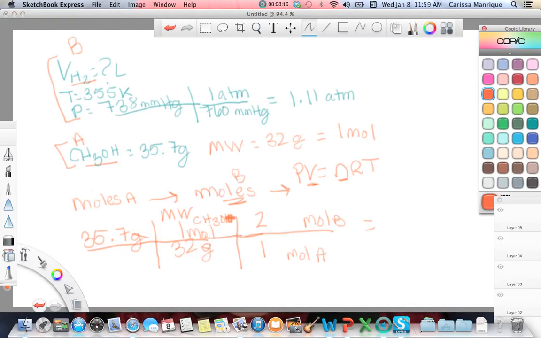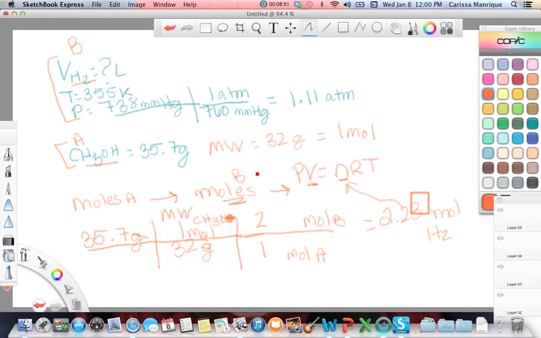So I have 35.7 multiplied by 2 divided by 32 equals 2.23 moles of hydrogen. Okay? But I don't want moles of hydrogen, I want volume. So this mole value here can now plug into PV equals nRT right there.